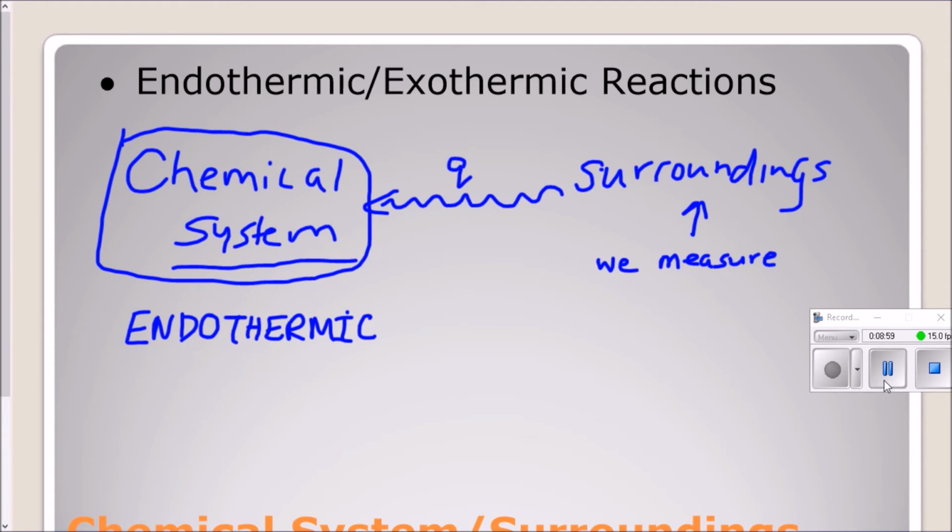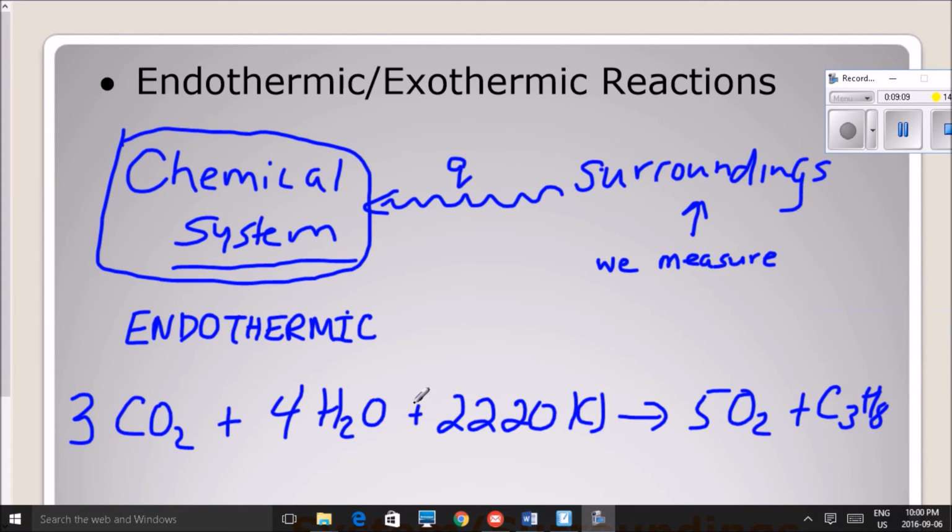Here's an example of a chemical system, balanced chemical equation, or thermochemical equation. So this is the equation here, and if you've been paying attention, guys, you'll notice that this equation is the exact opposite of the previous equation.